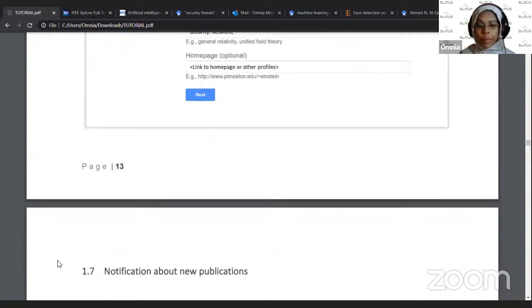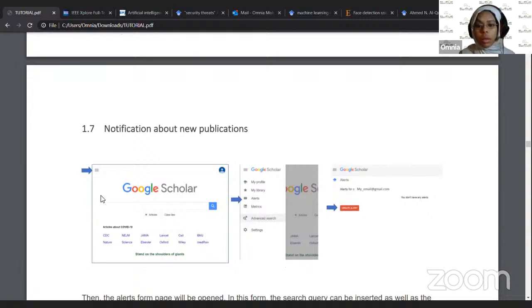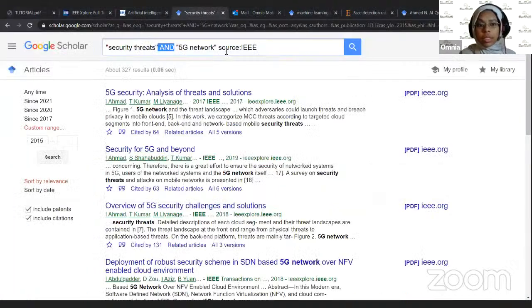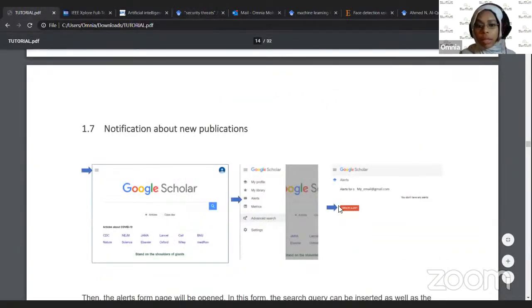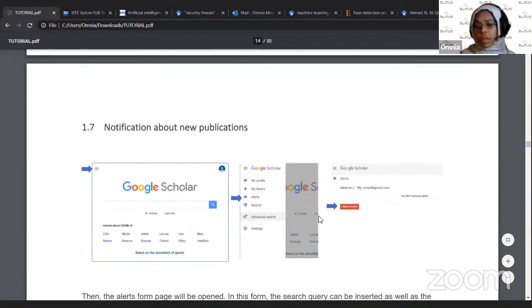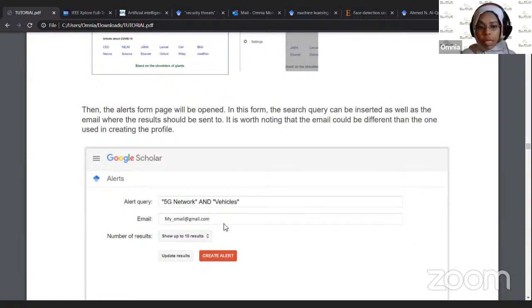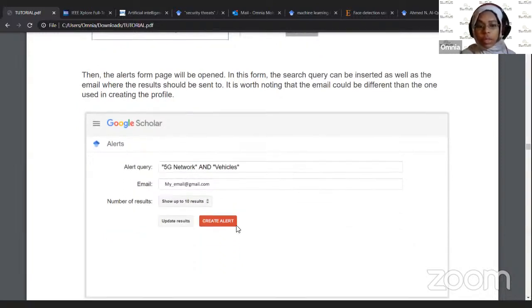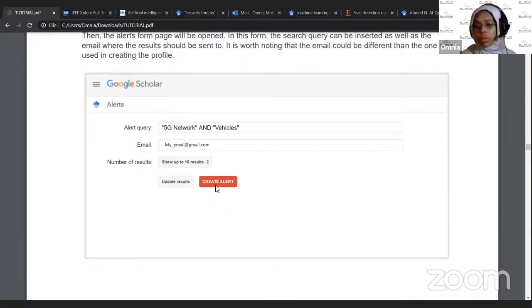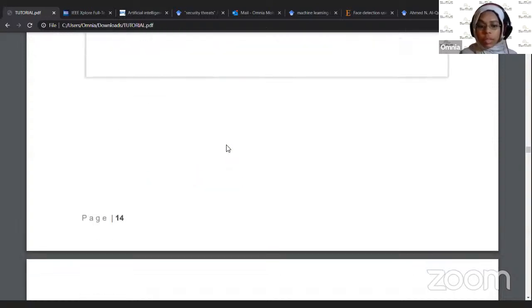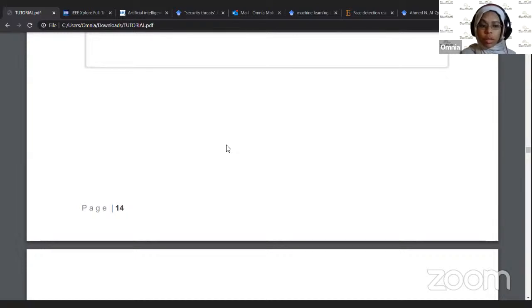For example, if we are interested in any paper that will be published in the future in IEEE and talks about security threats in 5G, we can always use the alert option. We can insert the keywords that we want, as you can see here, and put in the email where we want to receive notifications. By this, we will receive an alert whenever there is a publication in this field. It's very good because you keep yourself up to date with the recent publications.